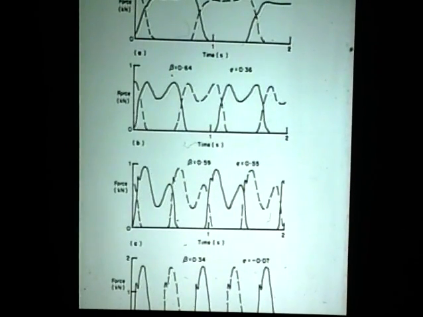But then when you run, things change completely. When you run, that's the bottom record, instead of two-humped patterns of force, you've got one-humped patterns. Ignore the little blip, which is where the heel hits the ground. Ignore that, and you've got essentially a single-humped pattern of force being produced by each foot.